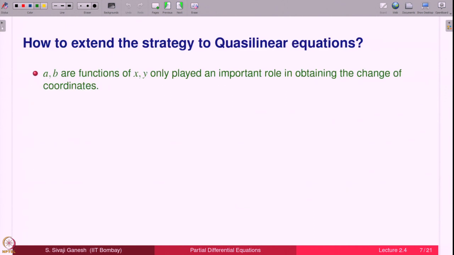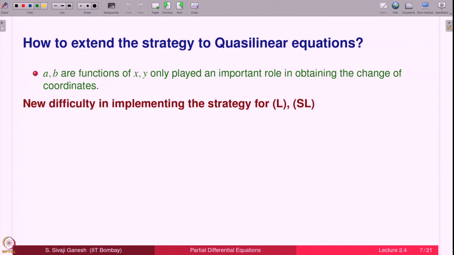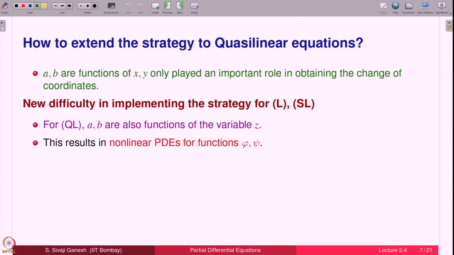Now, how to extend this strategy to quasi-linear equations? A, B are functions of x, y only, they played an important role in obtaining change of coordinates. Therefore, the new difficulty in implementing this strategy is that for quasi-linear equations, A, B are also functions of the variable z.